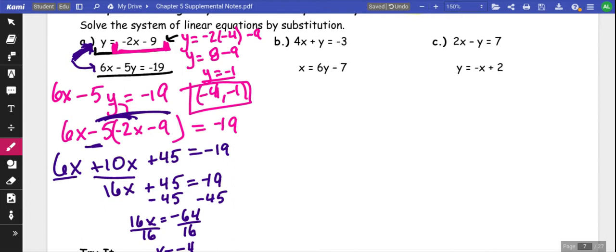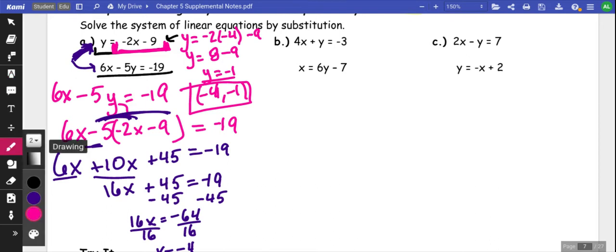Okay, you identify, so let's look over here at B. You identify which of these equations is set up for substitution. So I have 4x plus y is equal to negative 3. And then I have x is equal to 6y minus 7. Well, x is equal to 6y minus 7. I have variable equal to something. I don't have to rearrange anything. It's already set up the way I need it to be. Variable equal to something. So I know I'm going to take this little chunk here, this 6y minus 7, and I'm going to replace this x so I can solve for y.